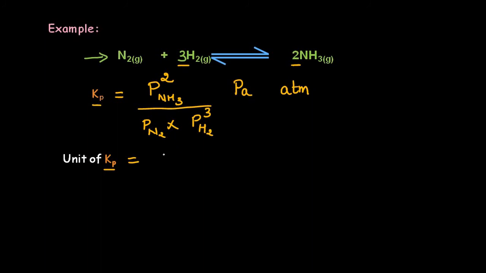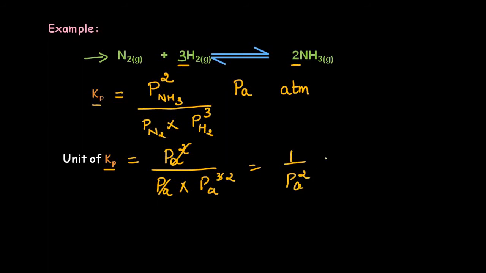So suppose we consider Pascal as the unit of pressure, then here we have Pascal square for ammonia, divided by Pascal for nitrogen and Pascal cube for hydrogen. Now if we cancel out a few, we'll be left with 1 upon Pascal square. So we can write that the unit of this is Pascal to the power minus 2. So different reactions will have different units of Kp depending on the mole ratio of that reaction's molecules.